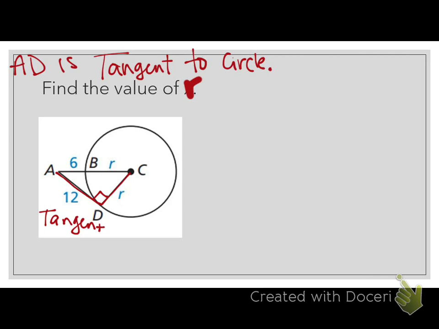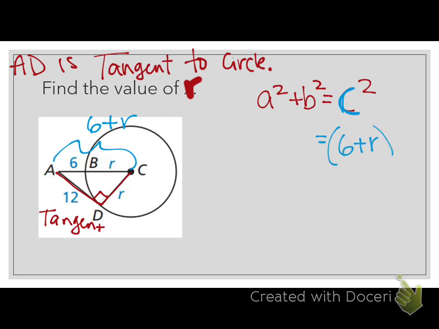We're still going to use the Pythagorean theorem, but we are missing something and we are going to solve for it. Which of these sides is C? 6 plus R. It is always across from the right angle, so it's going to be 6 plus R squared, and then that means A and B are going to be 12 and R. What is 12 squared? 144 plus R squared.